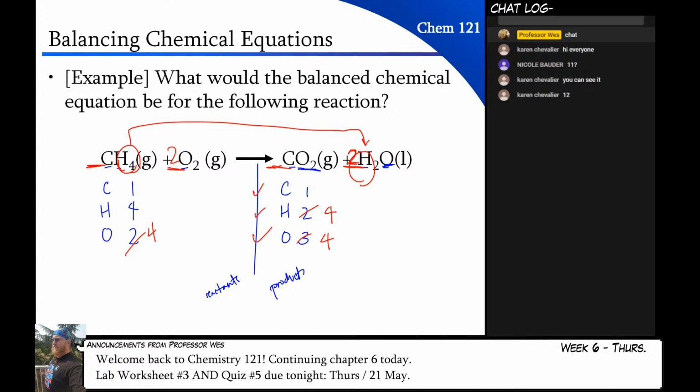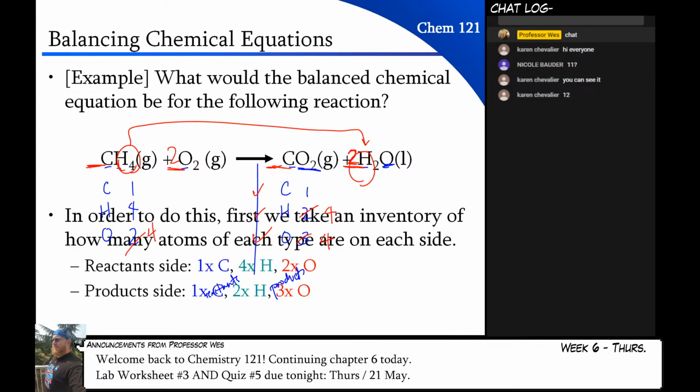I have 1 CH4, so I have 1 times 4, or 4 hydrogen. On the right, I have 2 water, and each one has H2 in it. 2 times H2 is just 4. So knowing where your atoms will go and how that's going to affect your numbers will give you the edge in doing these problems.